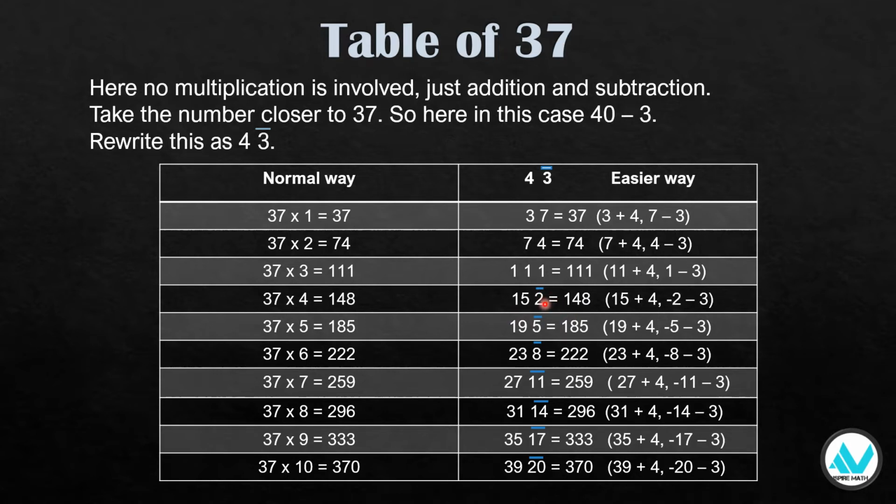Now here this minus 2, I have to remove that minus. For that I am going to borrow. So 15 minus 1 gives me 14, and 10 minus 2 gives me 8. Again here 19 minus 1 gives me 18 and 10 minus 5 gives me 5. And here again I'm going to borrow. 23 minus 1 gives me 22 and 10 minus 8 gives me 2.